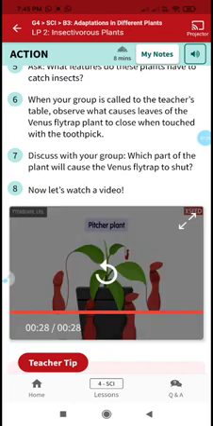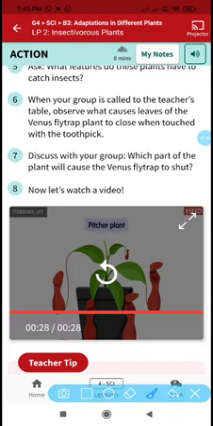Understood, children? Insectivorous plants are also known as carnivorous plants. Carnivorous means, you know carnivorous meaning. While grouping the animals, you learnt about carnivorous animals. That means those which eat the flesh of other animals are known as carnivorous animals. In the same way, these plants are eating other animals. That's why they are also known as carnivorous plants.